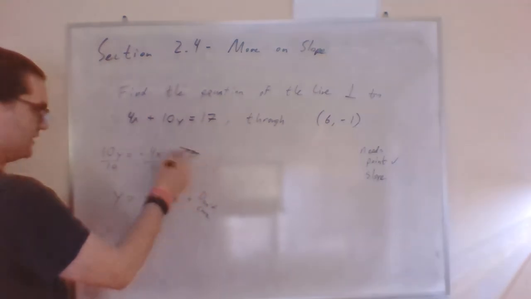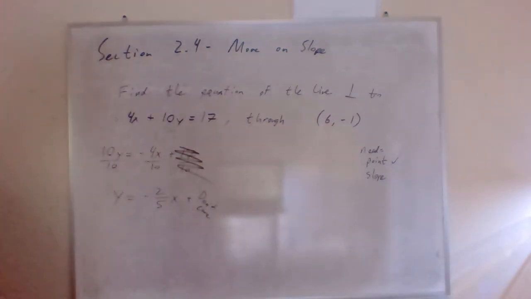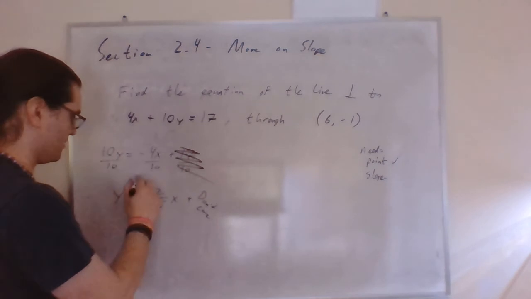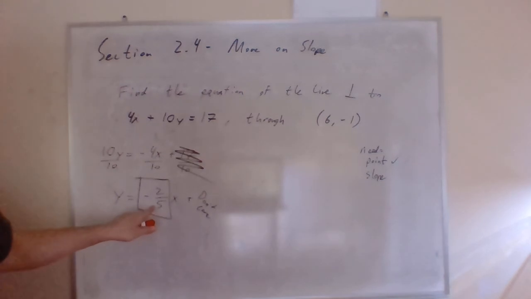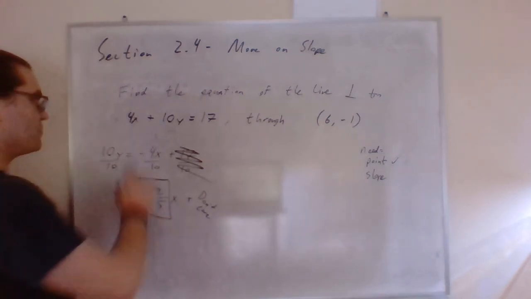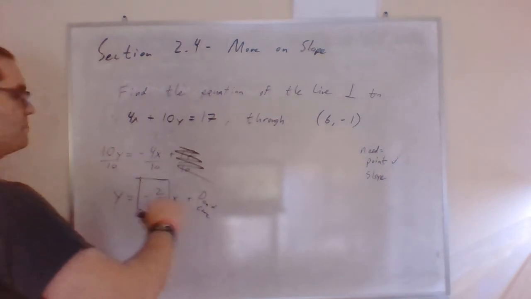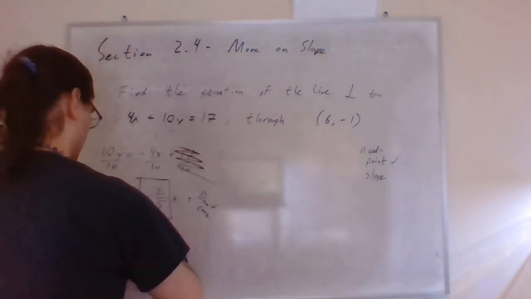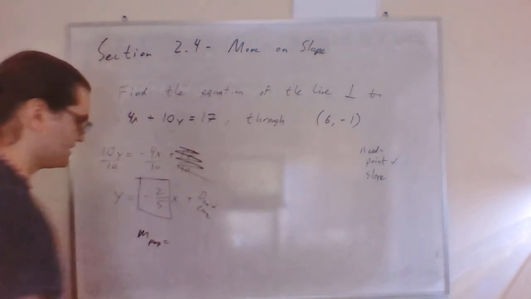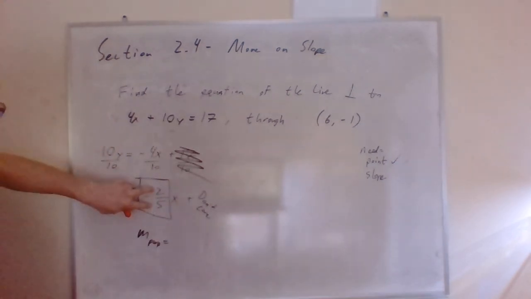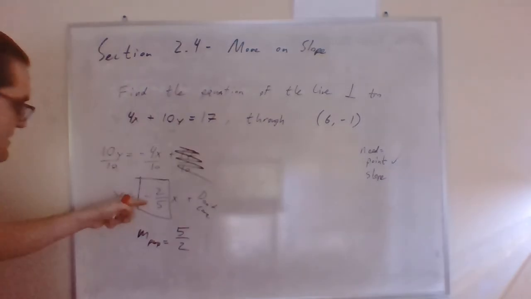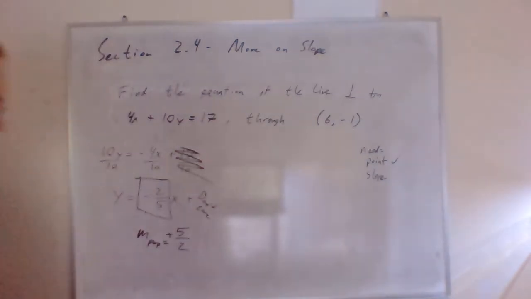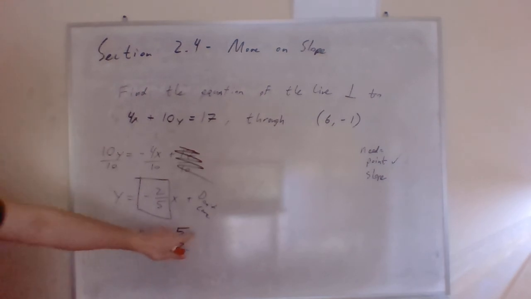This number doesn't matter to me. It's completely irrelevant. The only information I need from this is the slope. So I'm not even going to worry about what that is. I just need this. So this is the slope of the line I'm given. The perpendicular slope needs to be the reciprocal of this with the opposite sign. So this is negative 2/5. That means the perpendicular slope is positive 5/2.